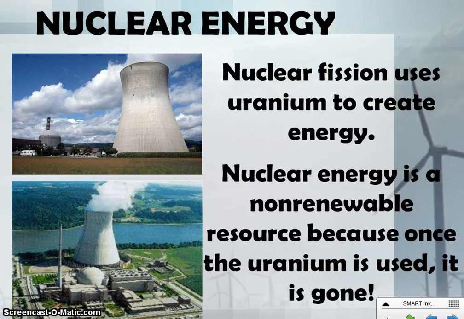So if we take a closer look at nuclear energy, nuclear fission is the process that we use to create nuclear energy, and that uses an element called uranium. And the reason why nuclear energy is not renewable is because once we use that uranium and we take advantage of the energy that's stored in it, the uranium is used up and we can't use it anymore. So again, we do not have uranium being replenished in the earth as fast as we're using it up. So that's going to run out eventually, meaning it's non-renewable.